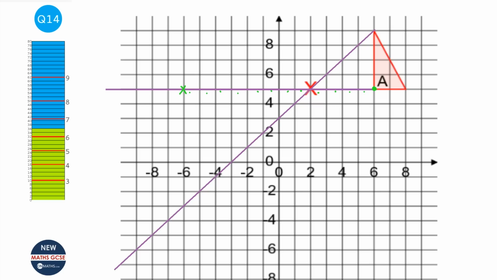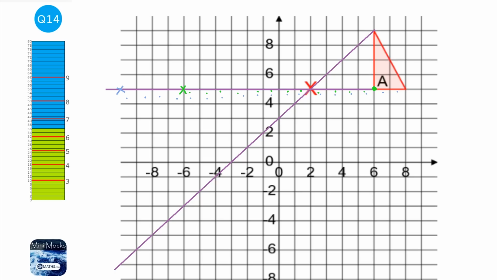Okay. For the next one, let's do the bottom right one. So we're going to go 1, 2, 3, 4, 5, 6, and again 1, 2, 3, 4, 5, 6, and again 1, 2, 3, 4, 5, 6. So we're just right on the edge there.